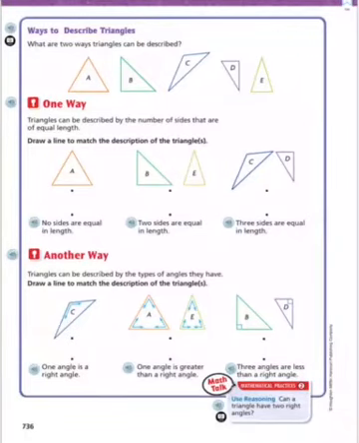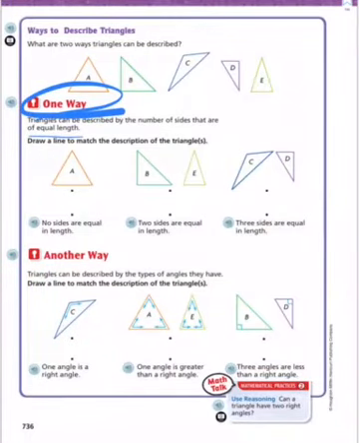Third graders, we're looking at lesson 12.7 today, describe triangles, and you should be on page 736. We're looking at the top, ways to describe triangles, right? So we're going to look at several different triangles and look at two different ways to describe these different triangles. One way, let's look at that first. Triangles can be described by the number of sides that are of equal length.